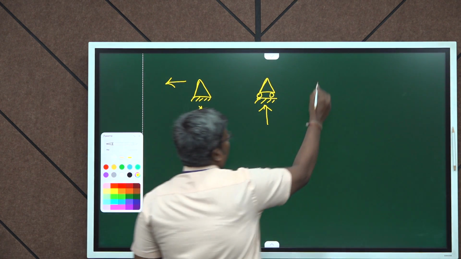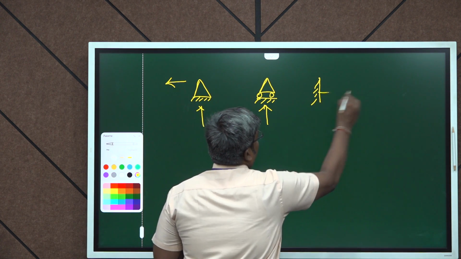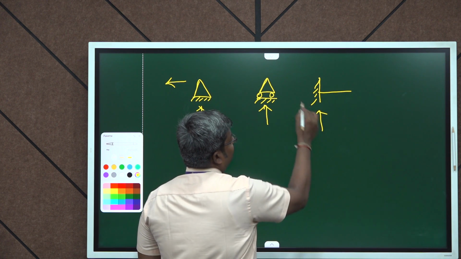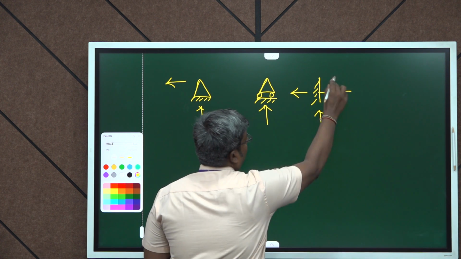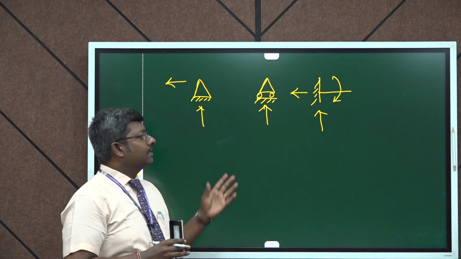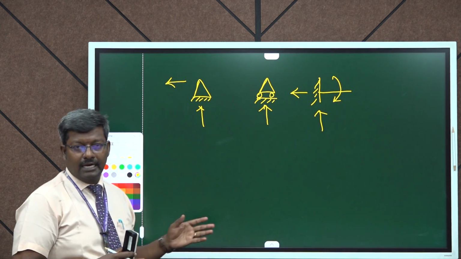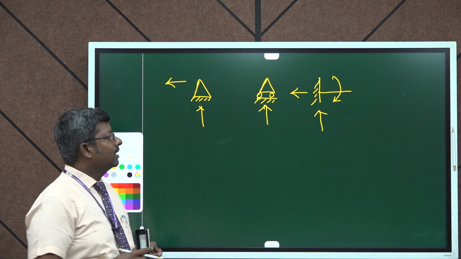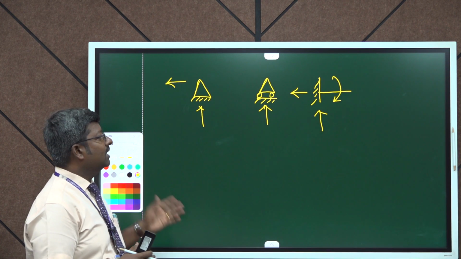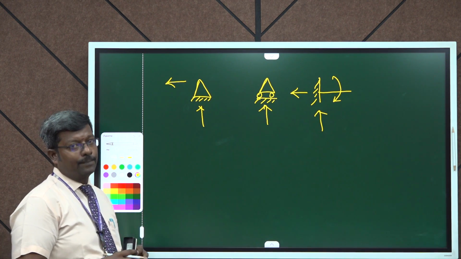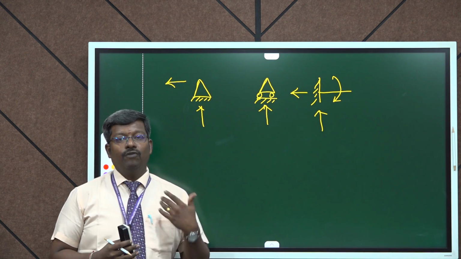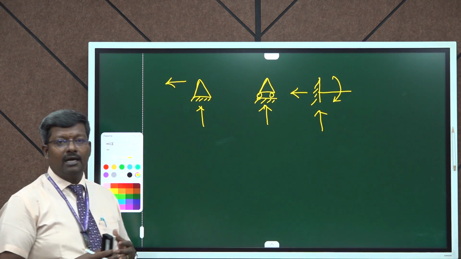Let us take fixed support. A fixed support has three different reactions. One is vertical, then horizontal and moment, which means a fixed support cannot be moved in the vertical direction, horizontal direction, and also it cannot rotate. It is a rigid one. So, these are the three different types of supports. Then we are going to see three different types of loads which act on the beam.